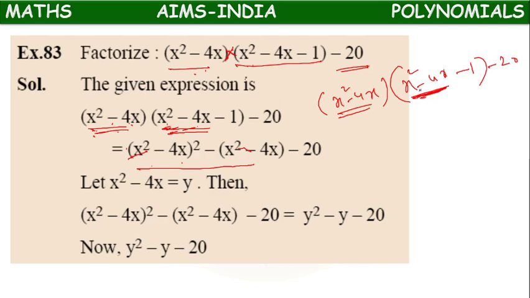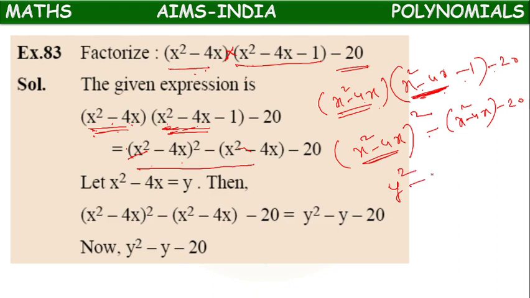x square minus 4x, x square minus 4x, it is the same. It will become x square minus 4x whole square minus, with x square minus 4x they have multiplied minus 1. So that's why minus is coming here: minus x square minus 4x. Now multiplication is completed. Remaining term minus 20. Now this term they have taken as y. y square minus y minus 20. Now they have reduced it to a quadratic polynomial.